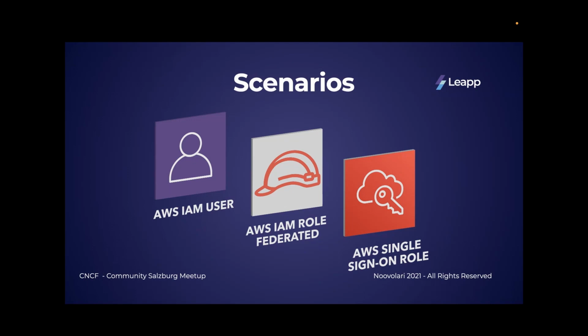You can also use an AWS IAM user. What does Leap do in this use case? Leap stores the access key and secret key of the IAM user in the keychain for me, and that information is used to generate a set of short-lived credentials also.